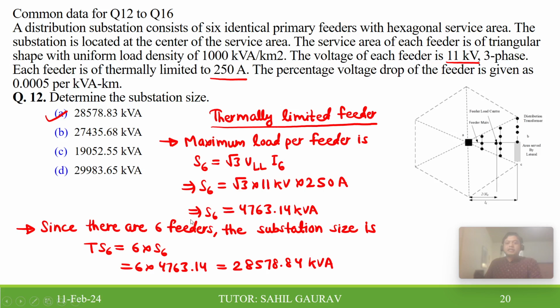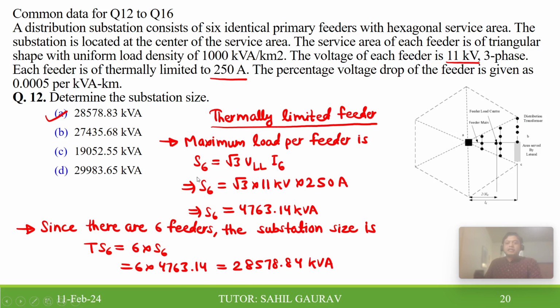4763.14 kVA. And since there are 6 feeders in the hexagonal type substation service area, the substation size will be 6 multiplied by each feeder capacity. So we will get this value as the answer.